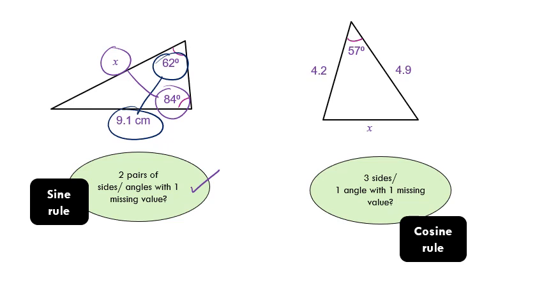So for this, we're interested in all three sides and an angle. And we can either find the angle if we know all three sides, or we can find the missing side that's opposite an angle we know.